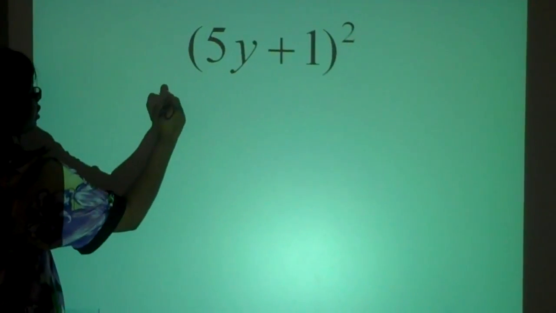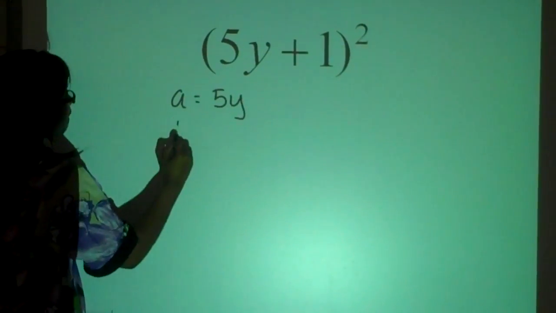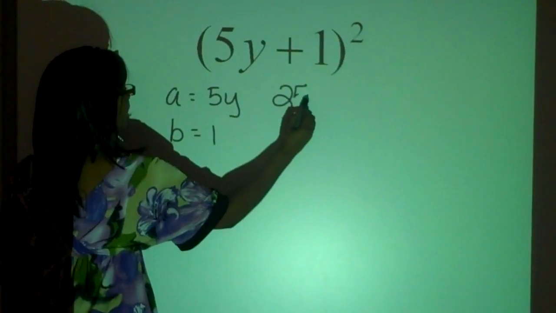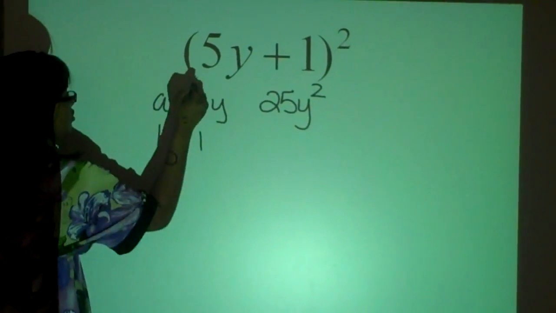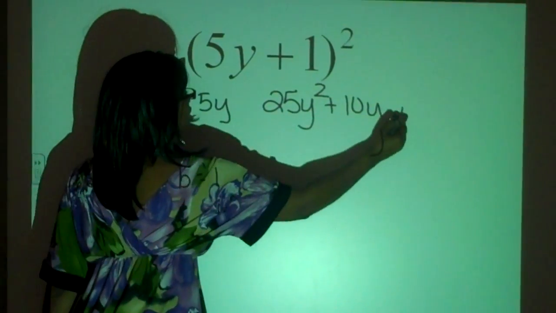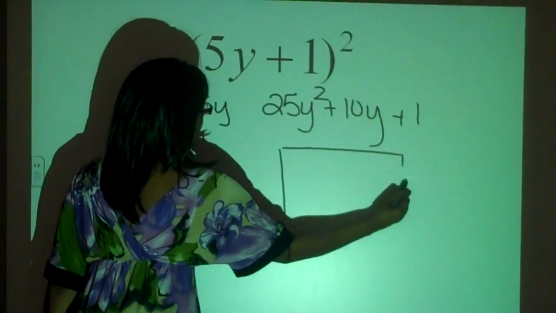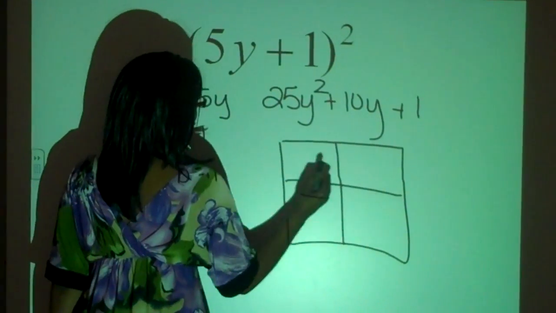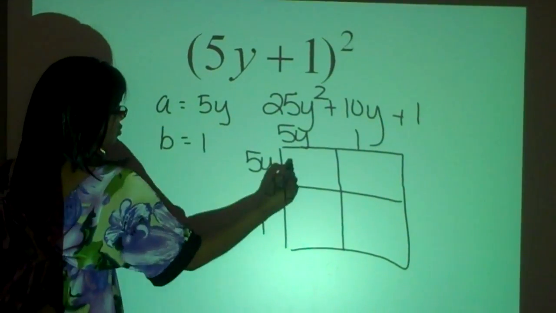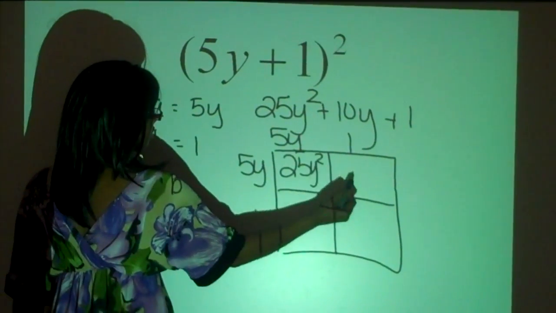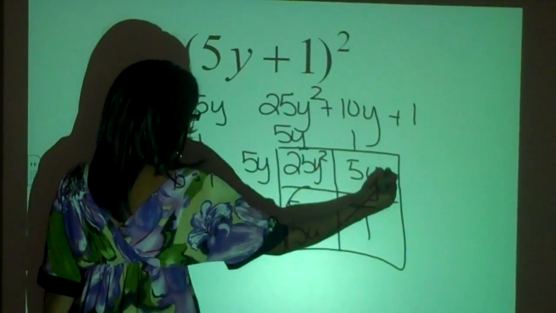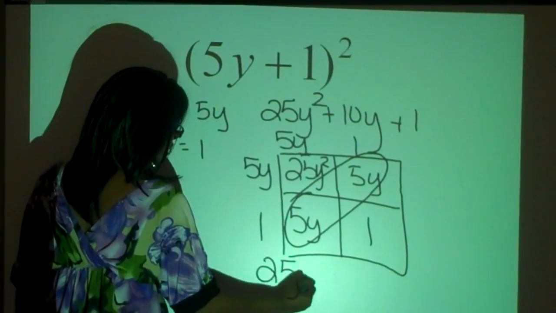(5y plus 1) squared. A is 5y. B is 1. It's supposed to be a squared, so that'll be 25y squared. 2 times 5 is 10 times 1 is plus 10y. And 1 squared is plus 1. I don't like that, Miss Barnes. I want to do the box method. Go right ahead. 5y plus 1, 5y plus 1, 25y squared, 5y, 5y, 1. Combine like terms. Still get the same nice answer.